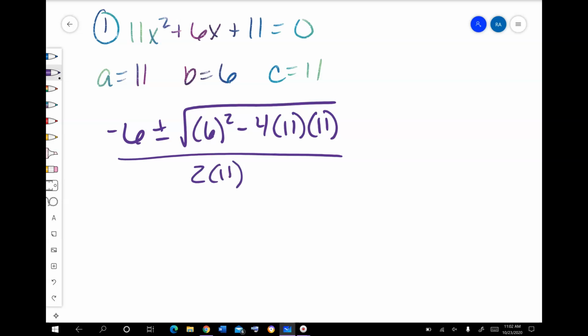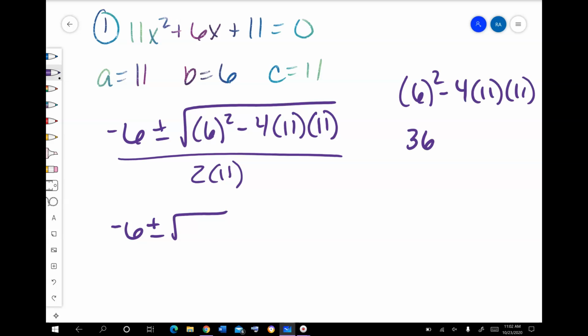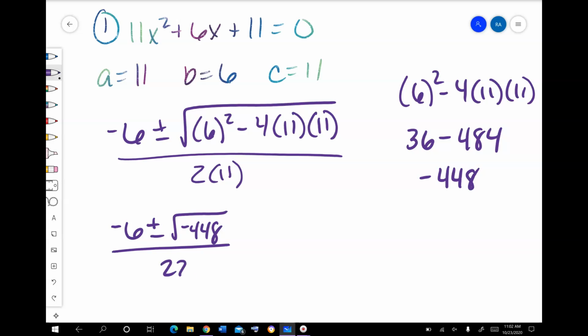We're going to do exactly what we did in the previous video. We're going to simplify our 3 parts. Bring down -6 plus or minus. Figure out what's underneath this radical. So we're going to come over here and we've got 6 squared minus 4 times 11 times 11. So 6 squared is 36 minus, let's see, 4 times 11 is 44 times 11 again is 484. 36 minus 484, that is -448. So -448 all over 22.